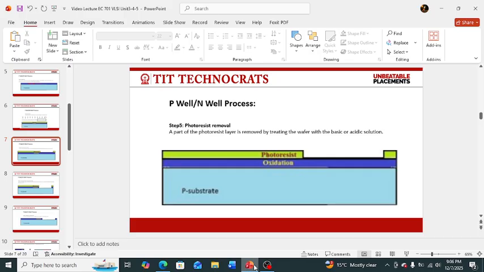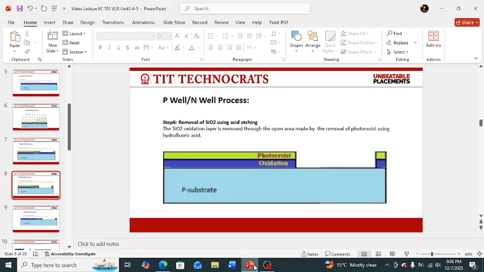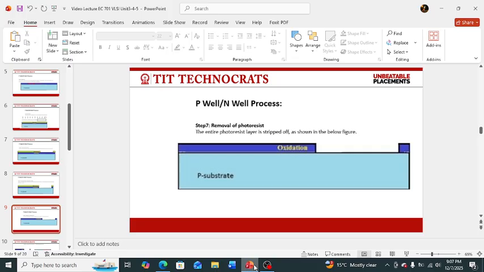Now the next step is to remove the silicon dioxide using the acid etching process. This SiO2 oxidation layer is removed through the open area made by removal of photoresist using hydrofluoric acid. This is shown in the diagram. Now the next process is removal of the excess photoresist layer. The entire photoresist layer is stripped off as shown in the figure below.